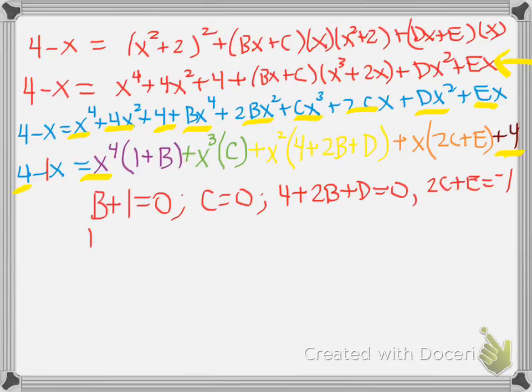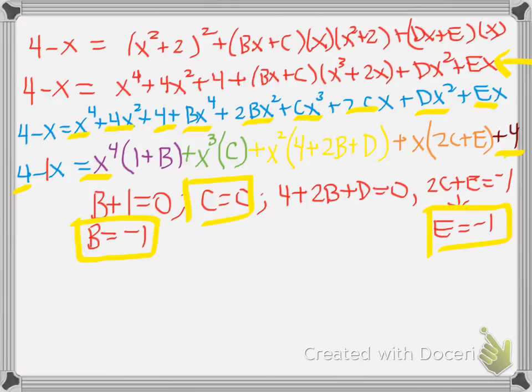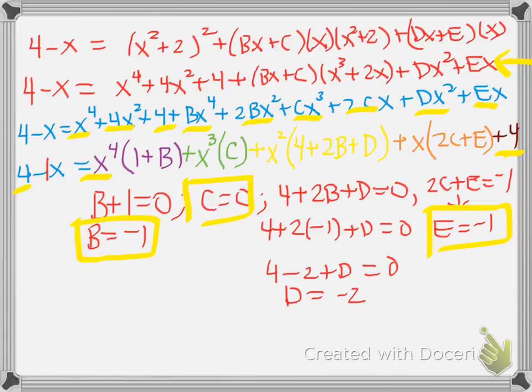From this, we have b equals negative 1. We know c is 0, so we can look at the last equation and say e equals negative 1. Okay, so we're winding down. We have our a, b, c, and e. We just need a d, but we can find that from the remaining equation. So 4 plus 2 times negative 1 plus d equals 0. So 4 minus 2 plus d equals 0, so d equals negative 2.